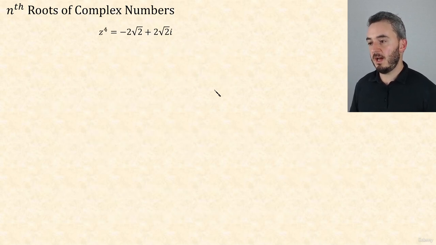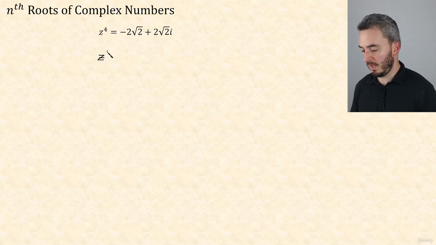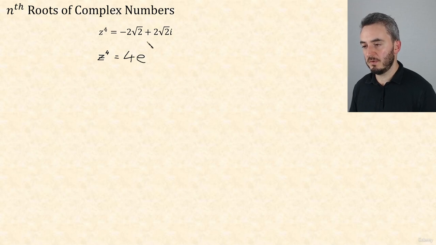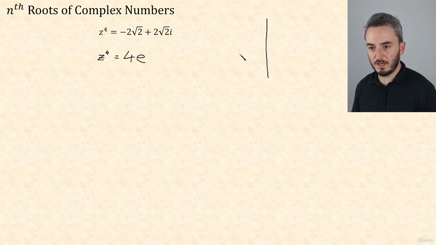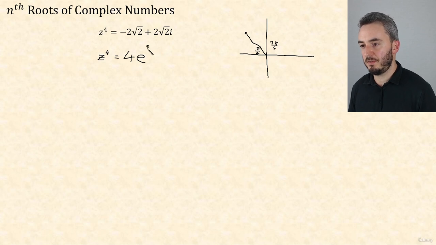Okay, let's try this in this case. So z to the 4 equals minus 2 root 2 plus 2 root 2 i. So we need this in exponential form to do what we're going to do. The modulus of this number is 4. And what's the argument? Well, if I just sketch this out, minus 2 root 2 plus 2 root 2 i, since these are the same, I know this one is pi by 4, which means this is 3 pi by 4. So it's e to the 3 pi i over 4.